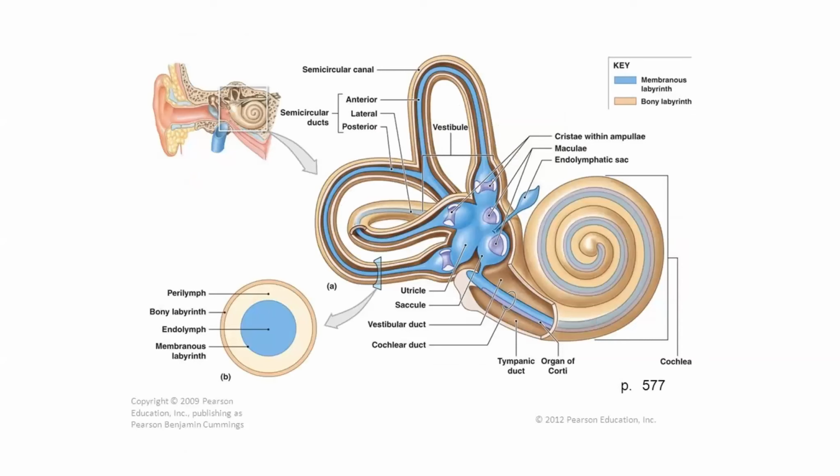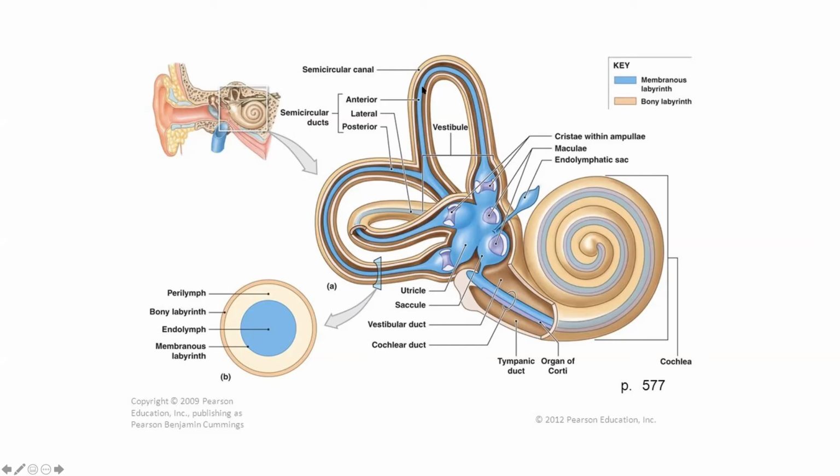Then we move to the inner ear again. Okay, inner ear. So this is our vestibular cochlear system. The vestibule is here. It has the utricle and saccule. We'll talk about that in a minute.